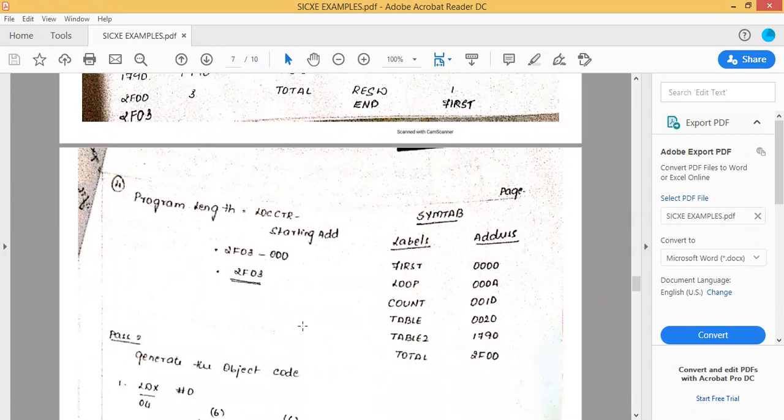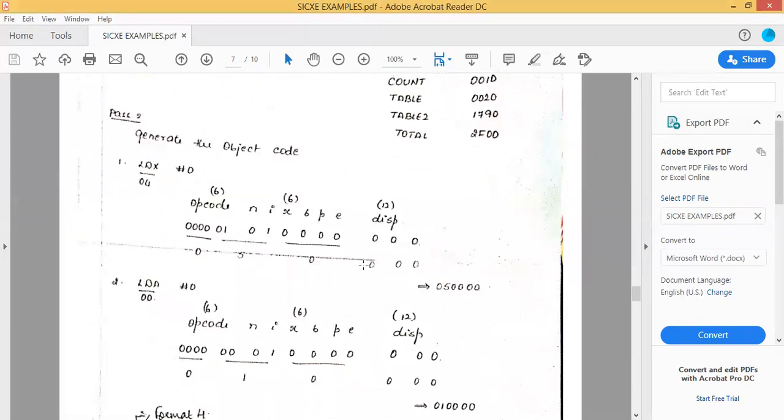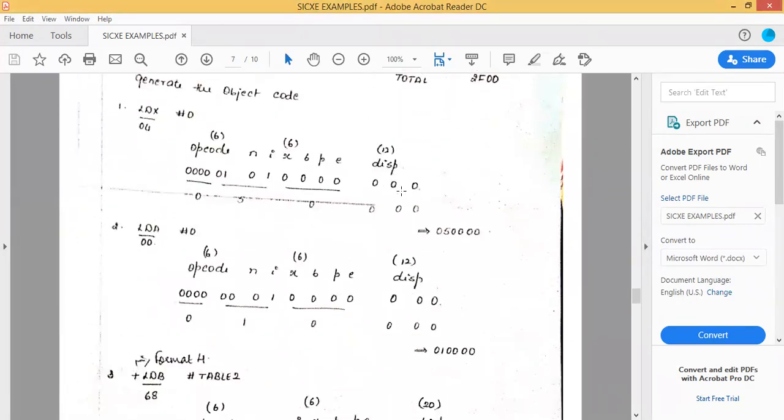Another task that you have to do is store all the addresses of the labels in a table called SYMTAB. In pass 2 we have to generate the object code. I hope you know how to generate object code for the instructions that we learned in the previous example, so I'll just brush through it again.